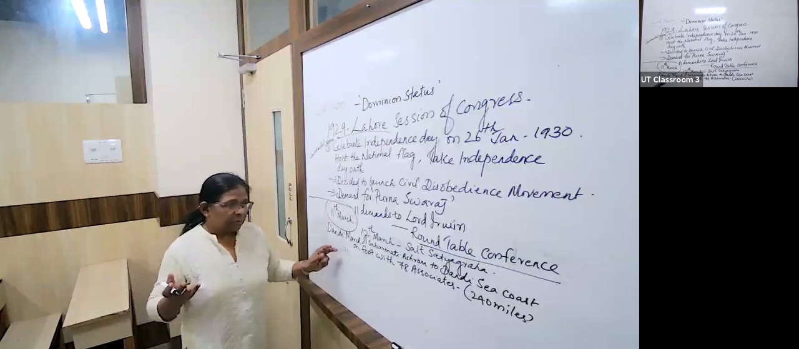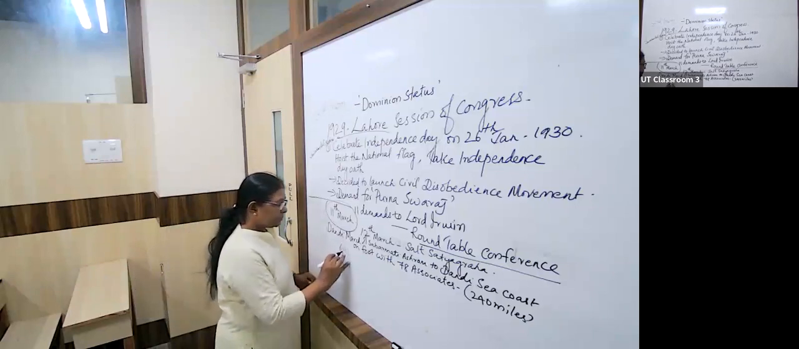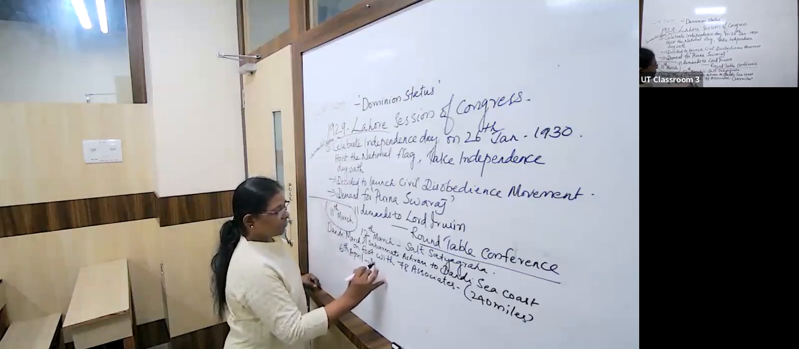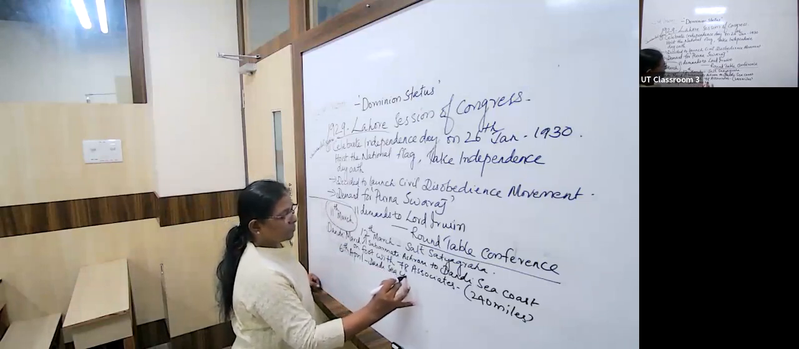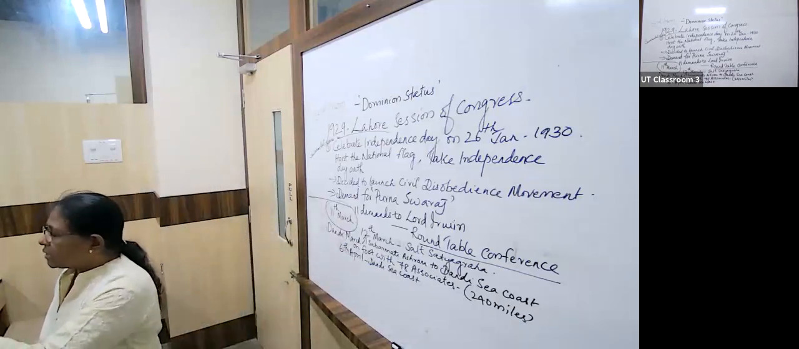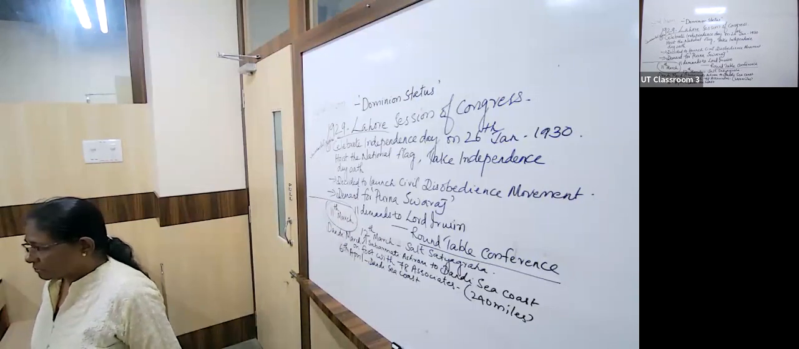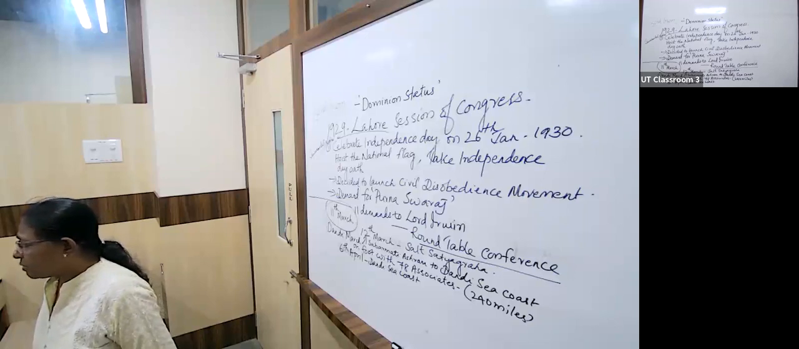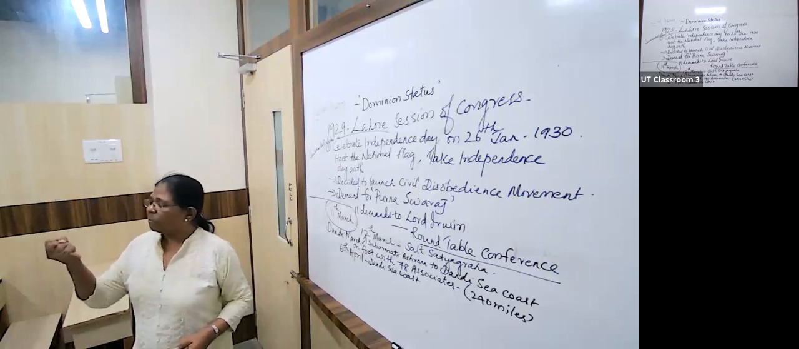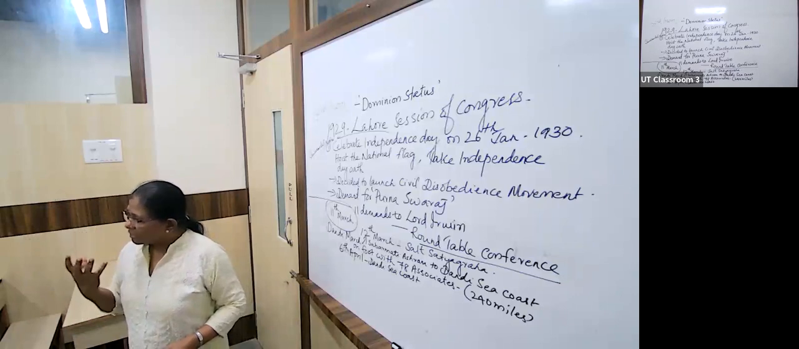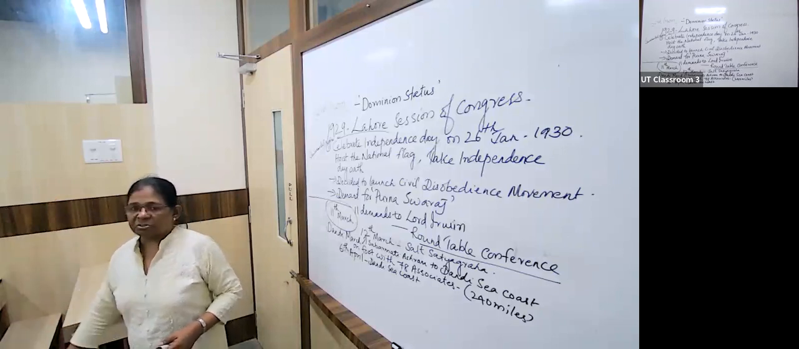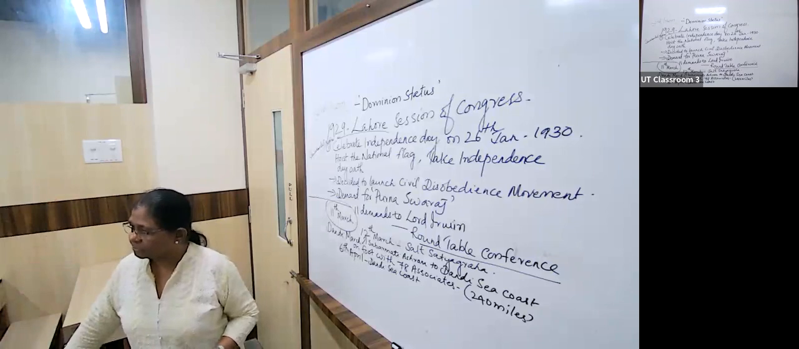Got it? Now, this march reached on 6th April. Calculate, 24 days are over or not. He picked up the salt which was formed by natural evaporation, and thus he broke the law. That was the beginning of the civil disobedience movement. Is it clear?